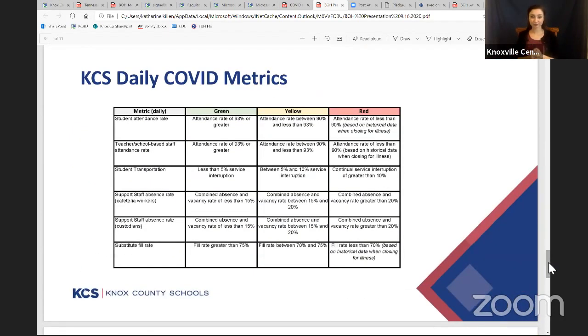And this gives you the detail of what each metric means, like the green attendance rate of 93 or greater. Yellow is attendance between 90 and less than 93%. And red is an attendance rate of less than 90% based on historical data. Next slide.